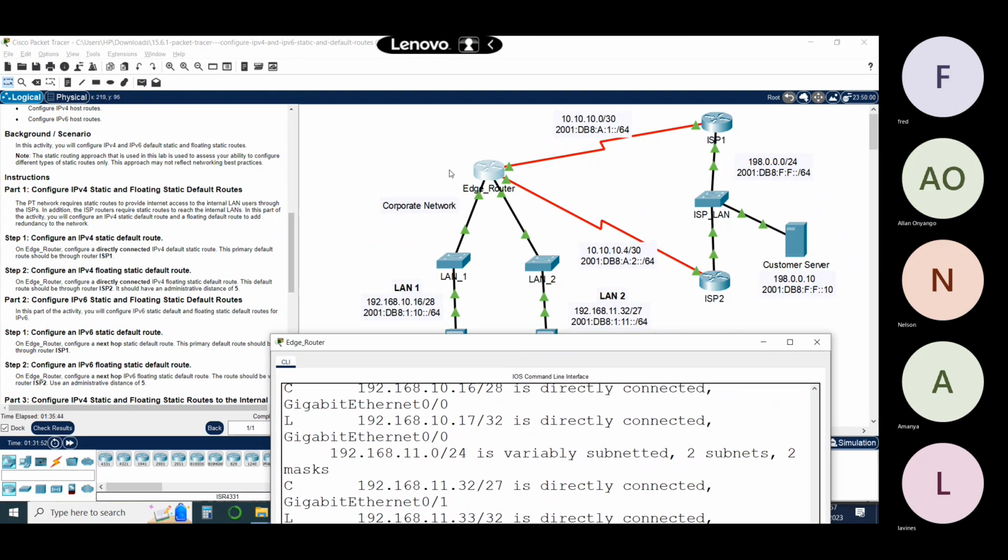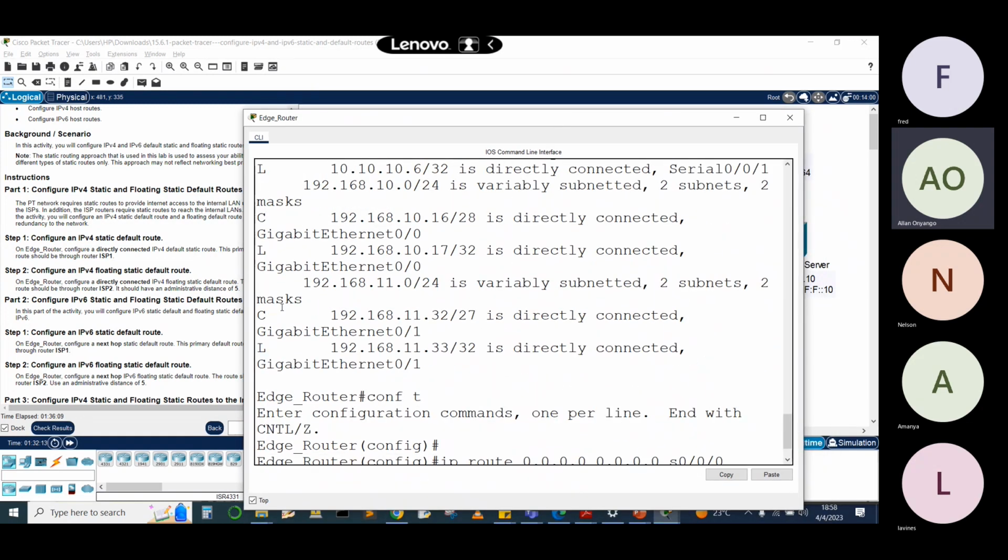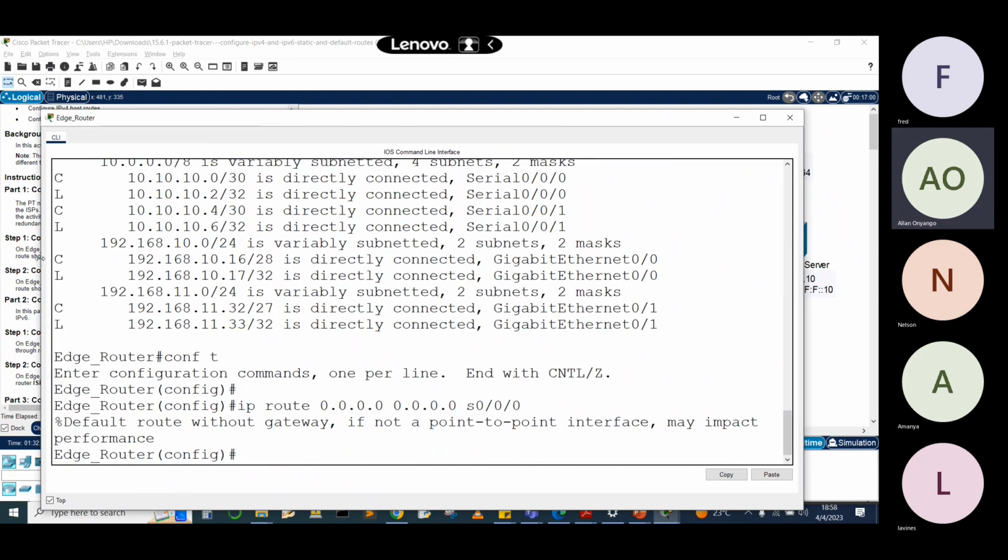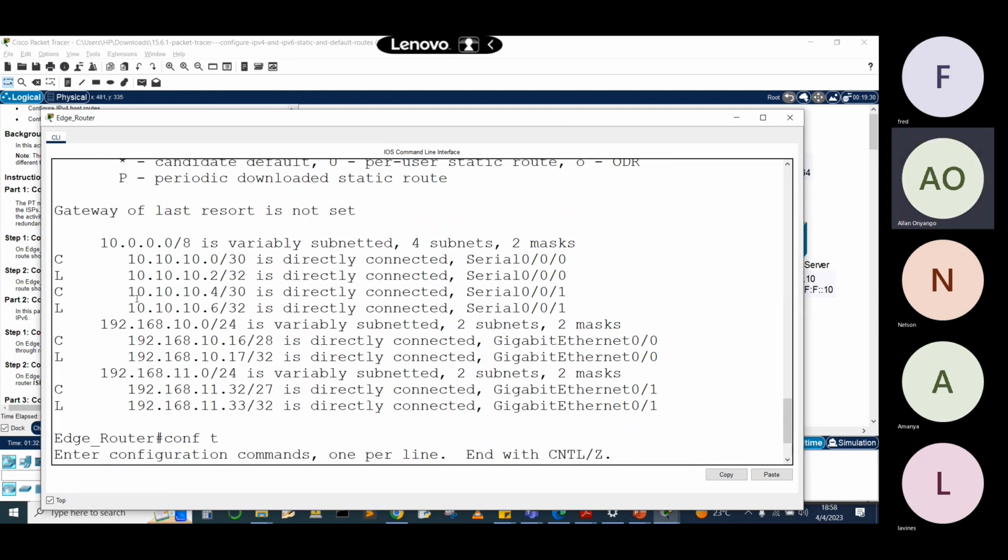This time around, still on the edge router, we need to configure a floating static default route. So long as it's default, that's okay. But this time around, it's going to pass through ISP2, which is 10.10.10.4. So we need to know which interface is attached to this network here, and because it is directly connected, we need to know that interface. So right here, we look at network 10.4 on the edge router, and you can see it's right here. The interface we are looking for is serial 0/0/1.